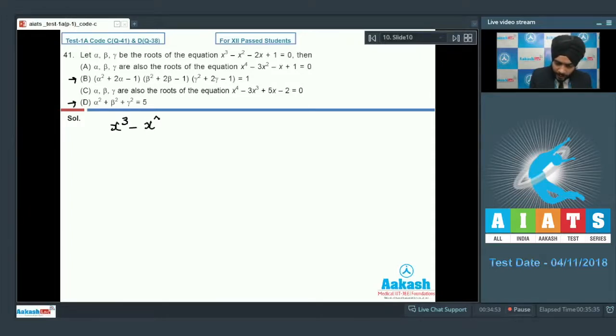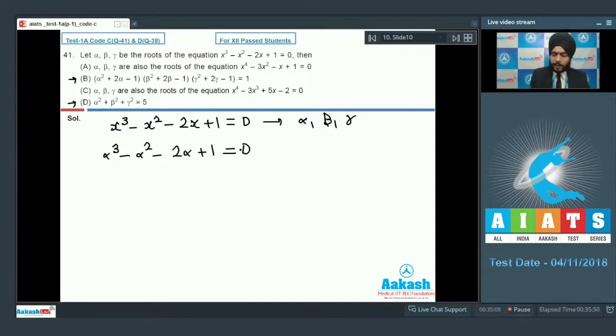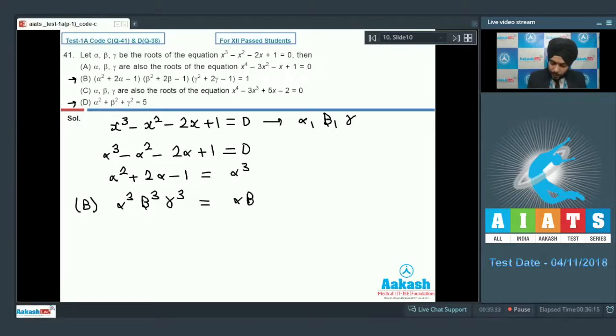x cube minus x square minus 2x plus 1 equal to 0 is the equation which has the roots alpha, beta, gamma. That means alpha cube minus alpha square minus 2 alpha plus 1 equal to 0. Same equations can be written for beta and gamma. What is alpha square plus 2 alpha minus 1? It is equal to alpha cube. See carefully, I have taken the 3 terms to the right and this is equal to alpha cube. So for option B, it is alpha cube, beta cube, gamma cube, because the same relation holds for beta and gamma. That is alpha, beta, gamma whole cube. What is the product of roots in this particular equation? It is minus 1 whole cube, and that is minus 1 again. Which means that option number B is wrong. The answer is minus 1.